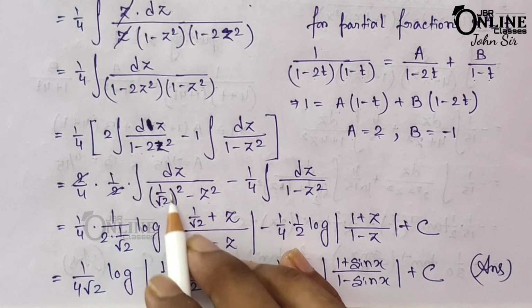Now you know the value of z equal to sin x, so put down the value: 1 by 4 root 2 log, here the LCM will be root 2, so (1 plus root 2 z), so root 2 sin x, and in denominator 1 minus root 2 sin x, minus 1 by 8 log (1 plus sin x)/(1 minus sin x) plus c as your final answer.